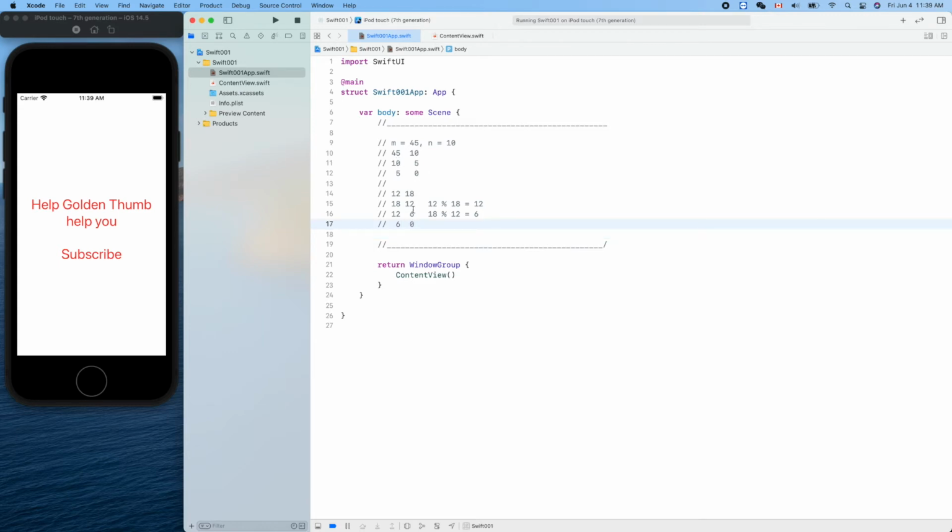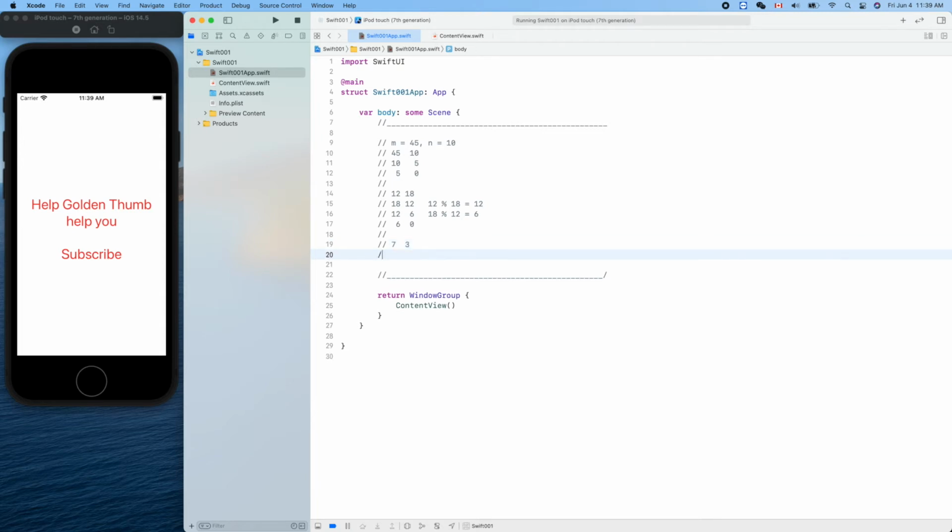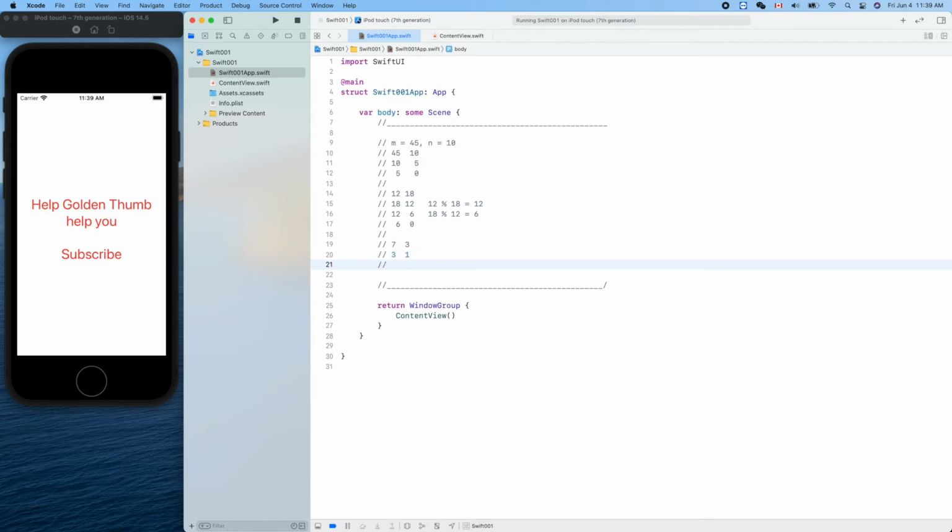So whenever this number becomes 0, we know this is the answer. Okay, let's find another one, which are two prime numbers, like 7 and 3. Now it's the same as 3 and 7 divided by 3, the remainder is 1. Now it's 1 and 3 divided by 1, the remainder is 0. So we know the greatest common divisor is this guy, right?